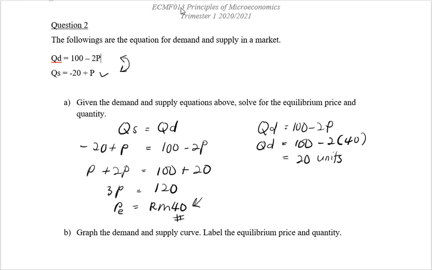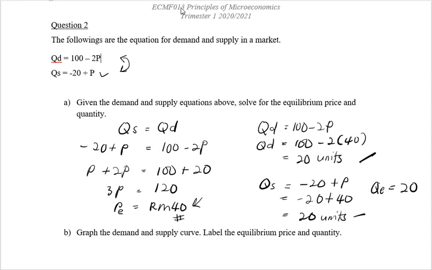Or you can also use the other equation, which is quantity supplied. You will get the same answer: negative 20 plus P. Negative 20 plus P is 40, you replace P with 40, and you will also get 20 units. So same answer. You just do one of the equations, you can choose one only. So the equilibrium quantity equals 20 when quantity demanded is equal to quantity supplied. This is the equilibrium quantity.